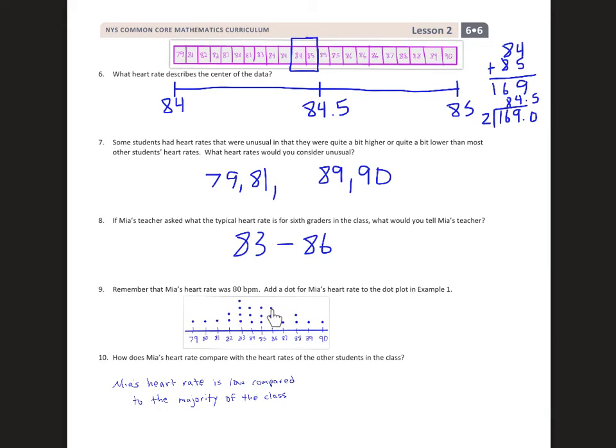The dot plot that we made on the first page, I added a dot for Mia at 80. And by looking at it here compared to all these other ones, I think it's safe to say that Mia's heart rate is low compared to the majority of the class.